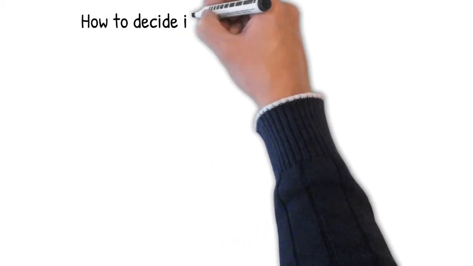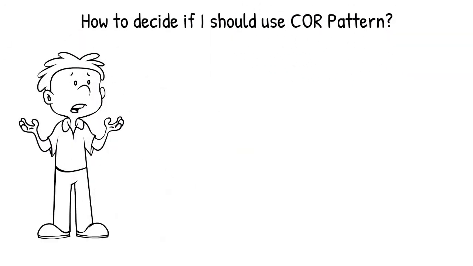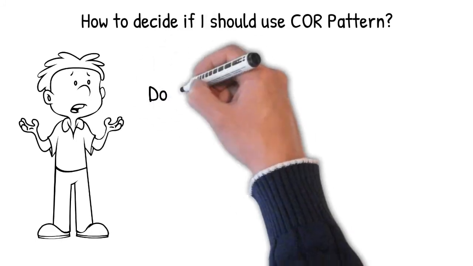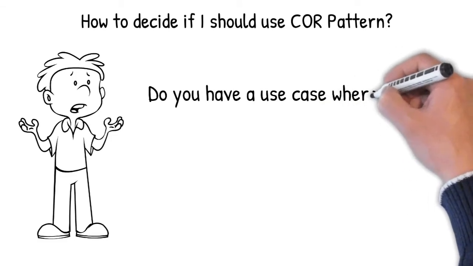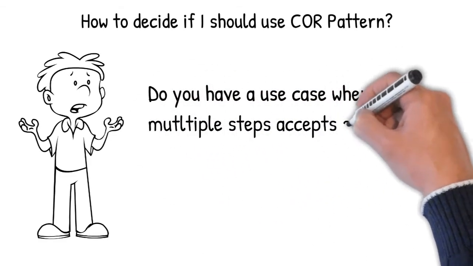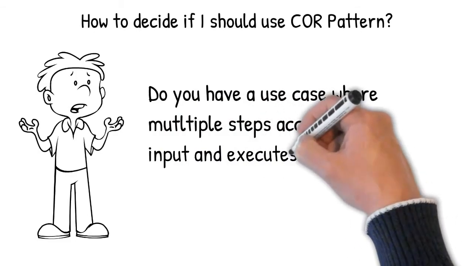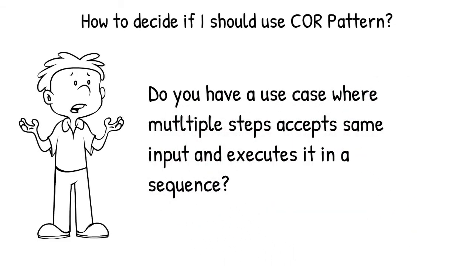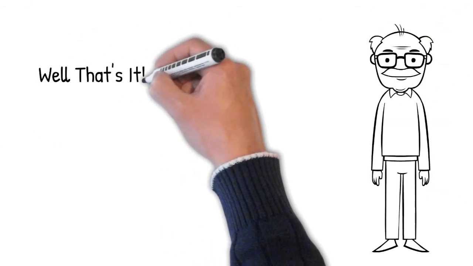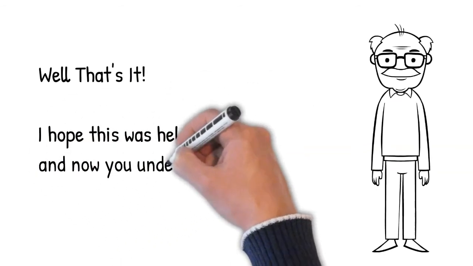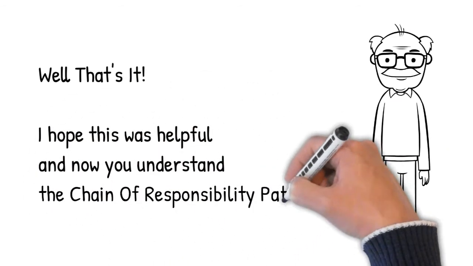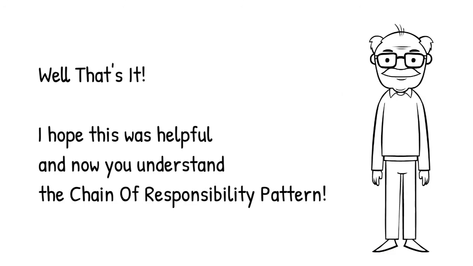Well, the examples were pretty clear, but if you are still confused about when you should use the chain of responsibility pattern, then you should ask this question to yourself. Do you have a use case where there are multiple steps processing the same request and executing them in a sequence? If the answer to this question is yes, then you should use the chain of responsibility pattern. Well, that's it. I hope this was helpful, and now you understand the chain of responsibility pattern.